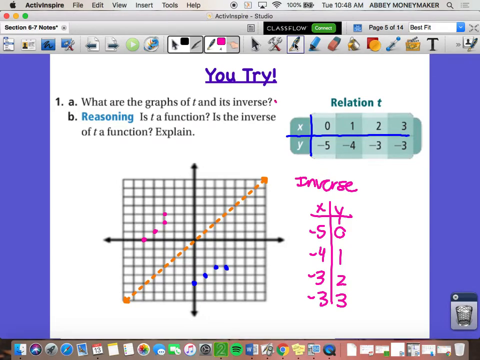And so I did part one, I did the graphs, and it says, is the relation T a function? Do any of my x values repeat? No, so that is a function. What about my inverse here? My inverse sadly has that -3 repeating, so no, my inverse is not a function.